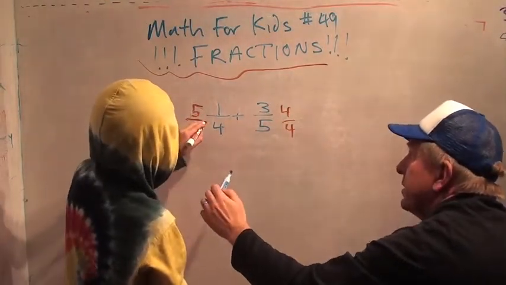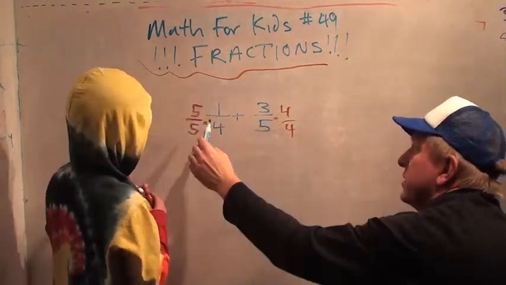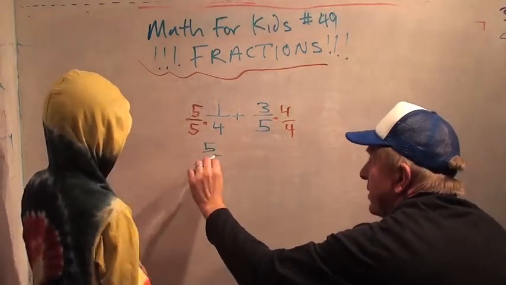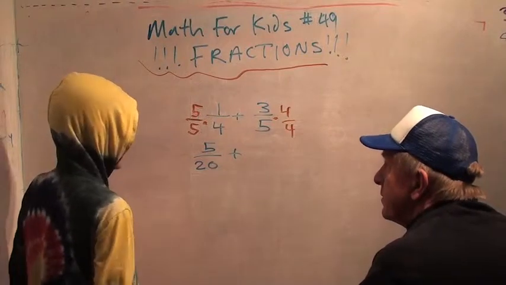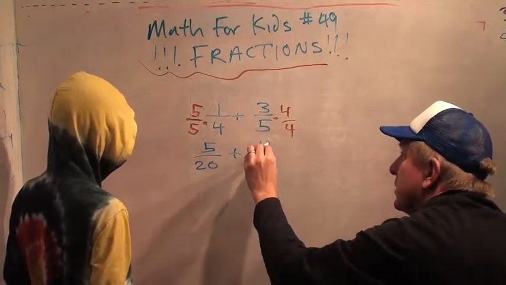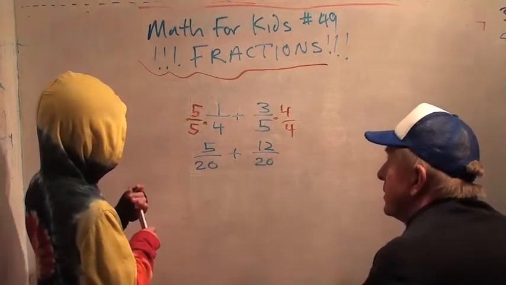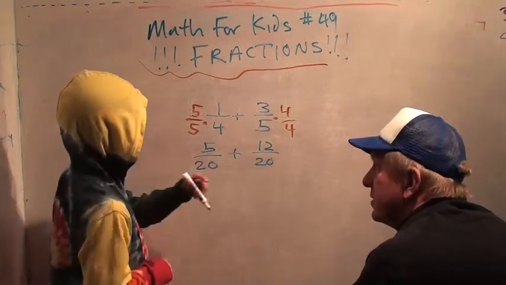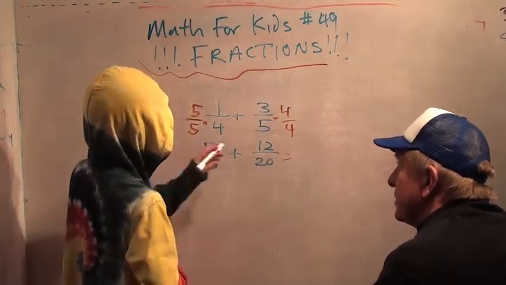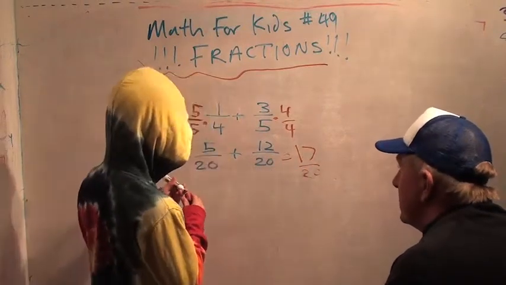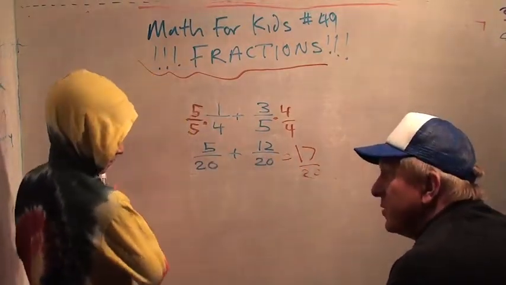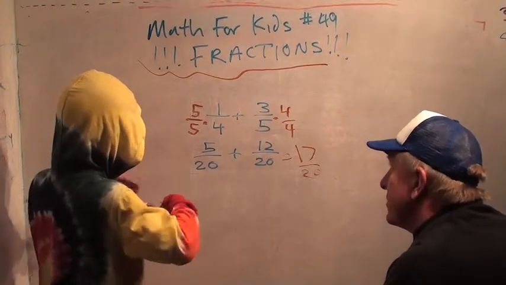So what does this fraction become? I'll write it out. Okay, this is 5/20 plus 12/20. And we know how to do that. What does that equal? This just equals 17/20. Huh. I'll be darned. 17/20. Okay. Does it work for subtraction too?